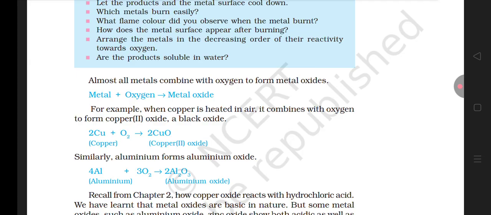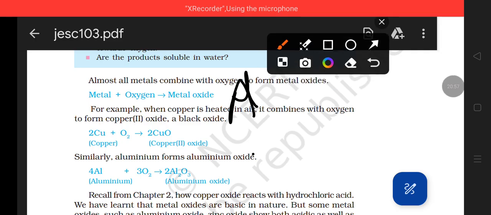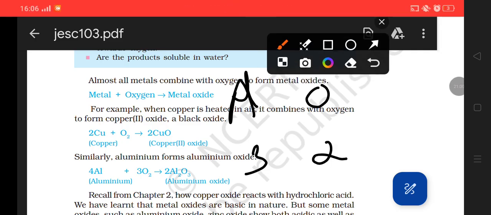Now the next, similarly, aluminium forms aluminium oxide. See, I have taken aluminium and oxygen, so it will form aluminium oxide. Now how will you form the symbol? You know this very well: aluminium is taken here with valency 3, oxygen is taken here with valency 2. How is valency worked out?